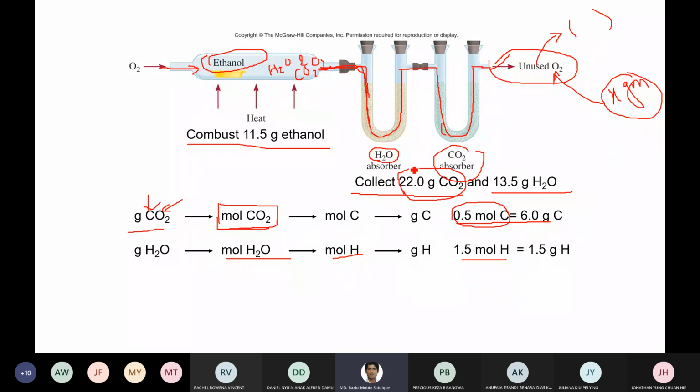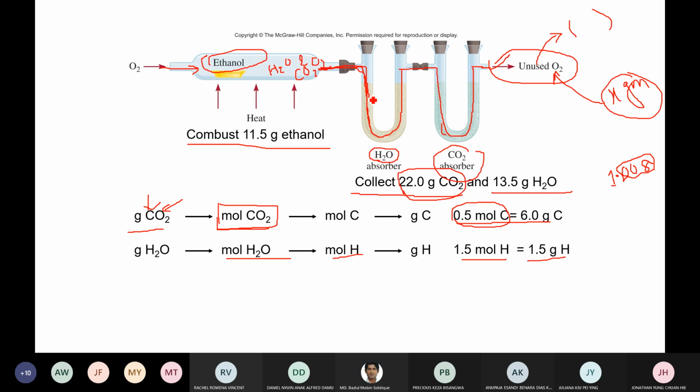Actually, 0.75 moles of water is there. So in 0.75 moles of water there will be 1.5 moles of hydrogen, and since the hydrogen atomic weight is 1.0008, it is almost 1. We can consider, not all the time, but for our convenience, we can consider it just 1. So 1.5 moles times 1 is 1.5 gram of hydrogen.